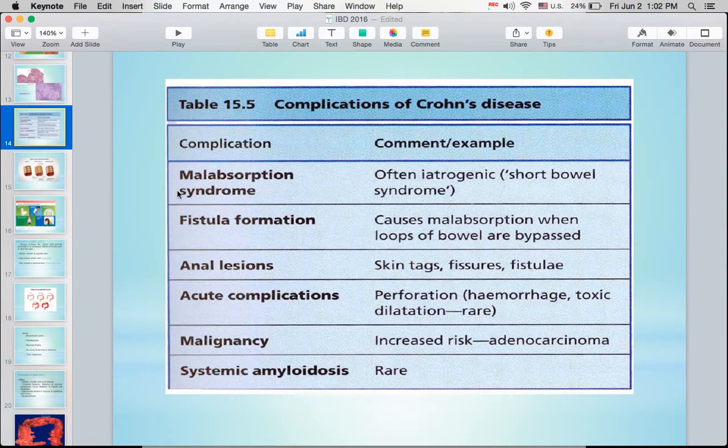One of the most important ones is malabsorption, because this inflammatory process in the GI tract is going to disrupt the way in which the GI tract absorbs vital nutrients, vitamins, even supplements that the patient is taking. So it's very important to let the patient know that you're going to be having malabsorption, and that would lead to weight loss. Fistula formation, anal lesions, fissures. Acute complications could be perforation and malignancy. Yes, you do have an increased risk of having adenocarcinoma.